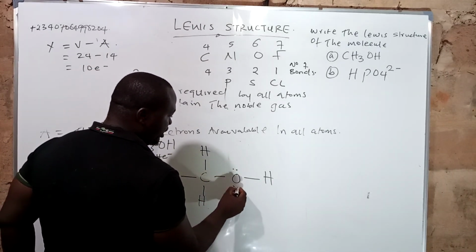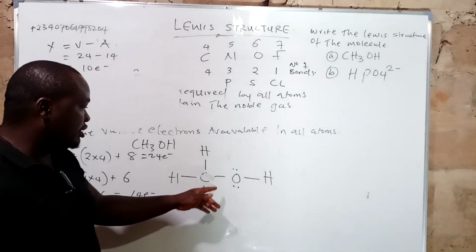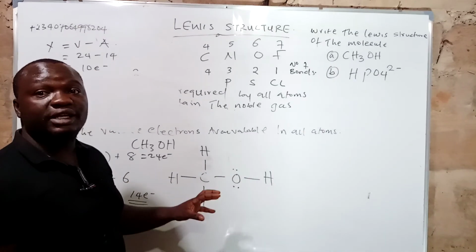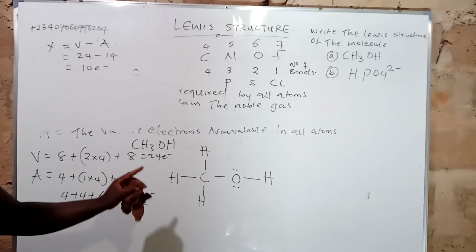Meaning what? Lone pairs. And now oxygen is stable. That means 1, 2, 2, 2, 2, making it what? 8. And so oxygen is stable. And this is the structure.